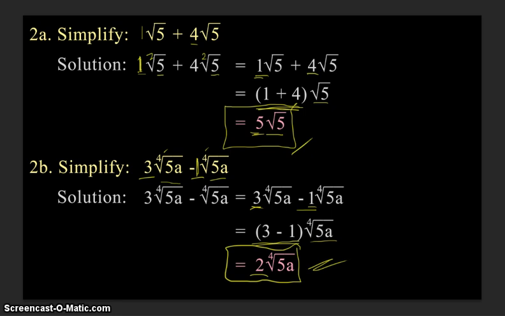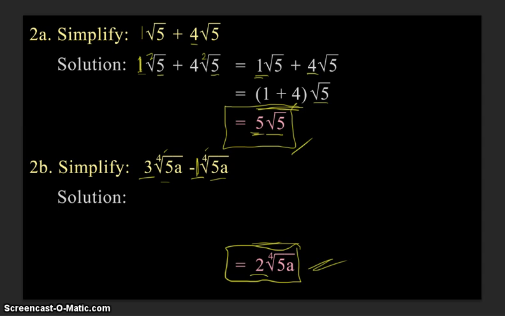Or in short, pwede mo siyang i-minus kagad. 3 minus 1 is 2 times 4th root of 5a. Okay?